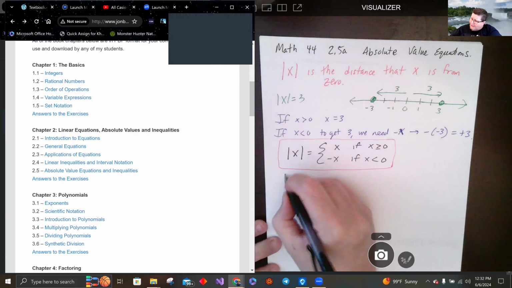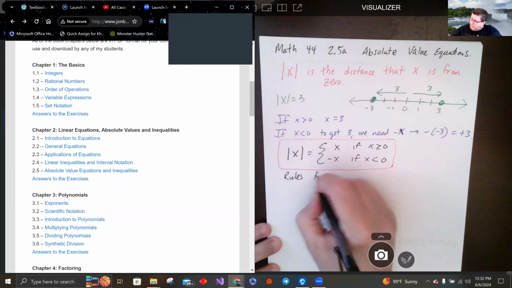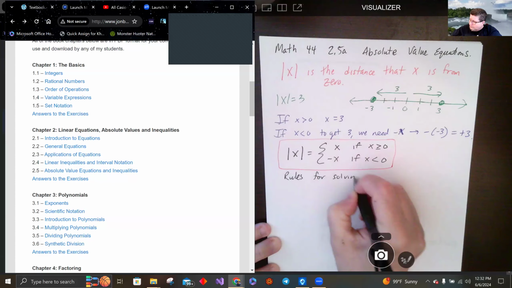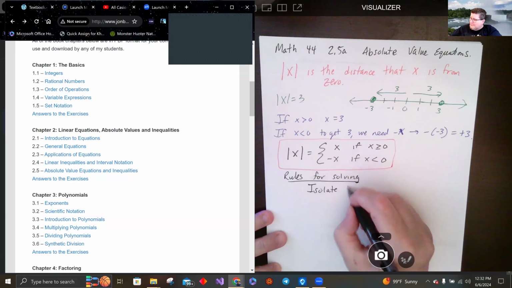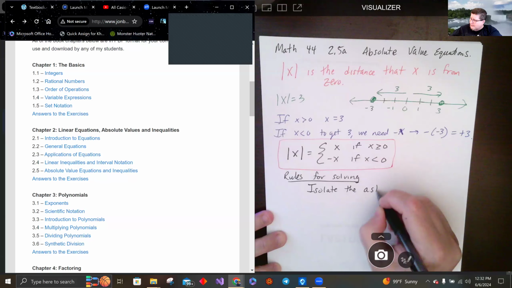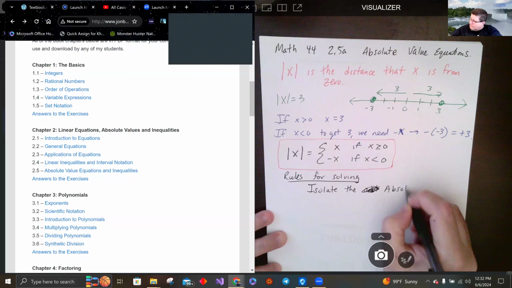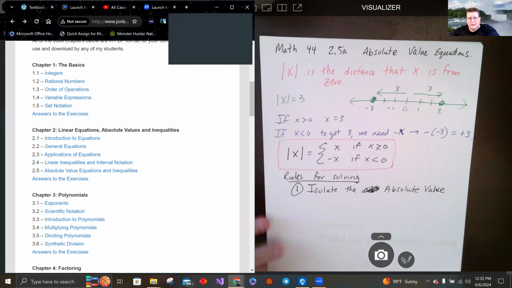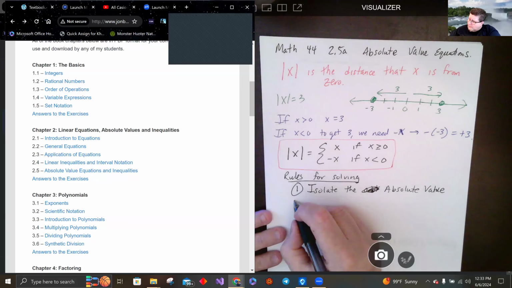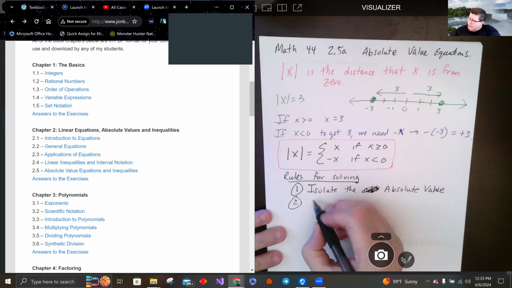So rules for solving these equations. Isolate the absolute value first. Step 1, always get it by itself. And then step 2, split it into 2 equations.